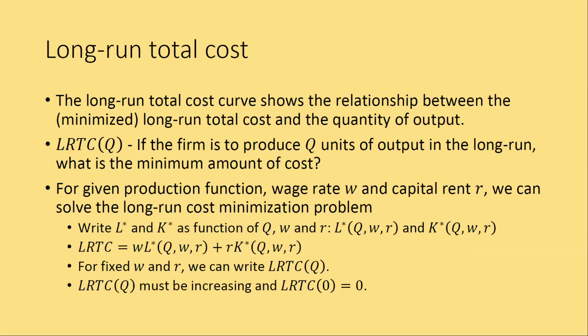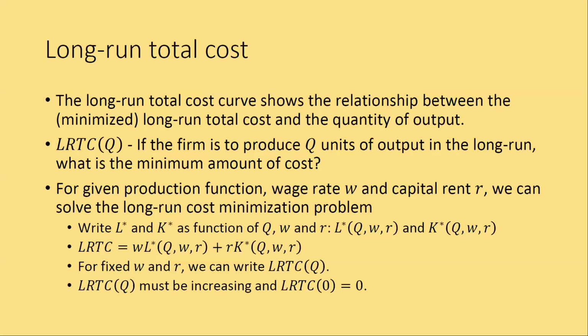For any given production function under the wage rate and the capital rent, we can solve this problem. We can write our optimal input combination, that is L star and K star, as a function of the parameters that are given to us. So we can write L star as a function of Q, W, R, and K star as a function of Q, W, R. Here I'm implicitly already fixing our production function. And with the L star and K star, we can write our long run total cost. That is going to be W times L plus R times K, and we substitute our L star and K star into the expression.